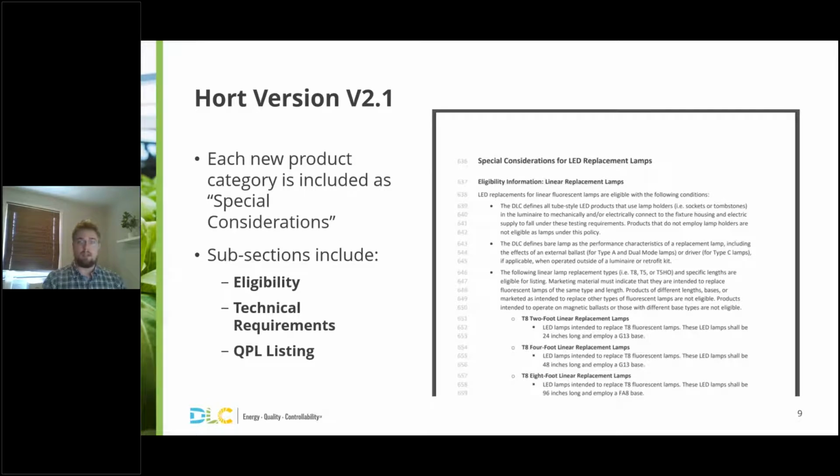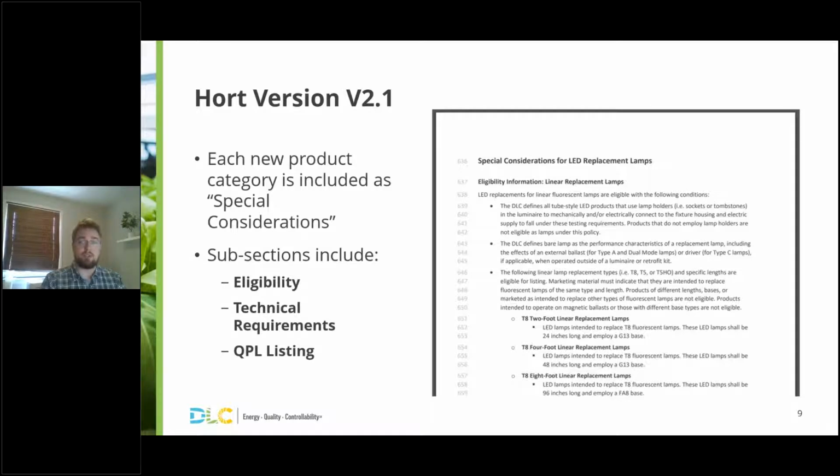All right, so as I just mentioned, section 2.1 lays out the new product type requirements, and each requirement subsection is essentially considered special considerations for these product types. Each of those subsections follows a similar format where we lay out eligibility requirements, where we define the product type, or say which types of those products are or aren't specifically eligible, and how we define those eligibility terms.